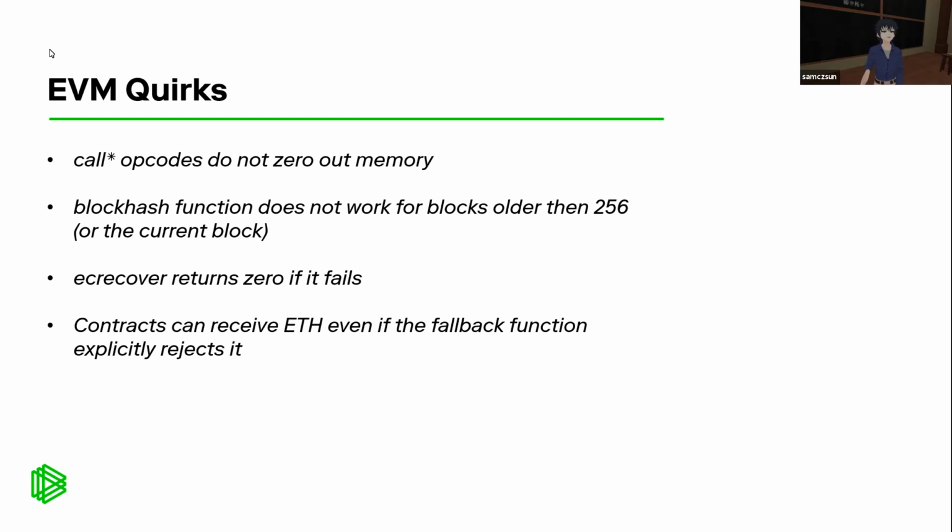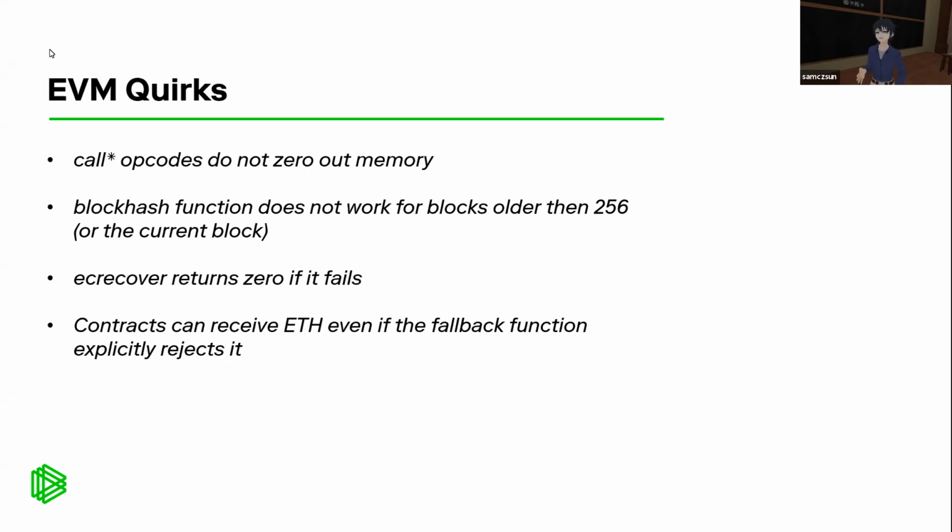If you're dealing with low-level assembly, then of course, knowing that the call family of opcodes don't zero out memory is very important, but you don't necessarily have to be working with low-level assembly in order to run into these problems. For example, the block hash function, which takes in a number and returns the block hash of that block number, doesn't work for blocks older than 256 blocks. And you either know about that or you find out after your smart contract has the vulnerability in it. Another example is that the ecrecover function, which is meant to allow you to determine which public key signed a message, returns 0 if it fails instead of reverting.